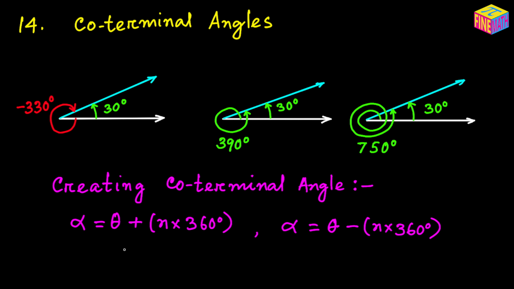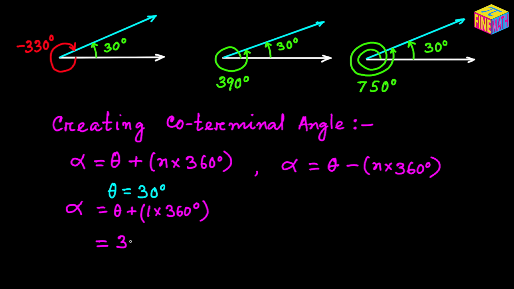Let's take an example. Suppose theta is 30 degree, and we have to create a coterminal angle for theta. We can say my coterminal angle alpha will be equal to theta plus some multiple of 360 degree. We can start with one multiple of 360, so 1 times 360 degree. From here, theta is 30 degree plus 360 degree, which gives us 390 degree. So a 390 degree angle is a coterminal angle for the 30 degree angle, for theta.